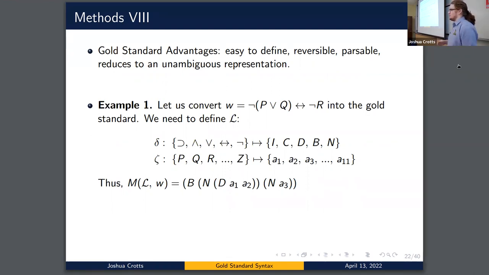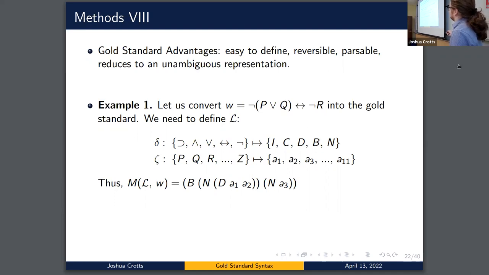And it also allows for unambiguous formulas. So formulas that are unambiguous in terms of precedence and associativity. So here's an example. Let's take this formula, the biconditional, just a couple clauses, and we'll convert it into the gold standard. So we define these two functions, delta and zeta.